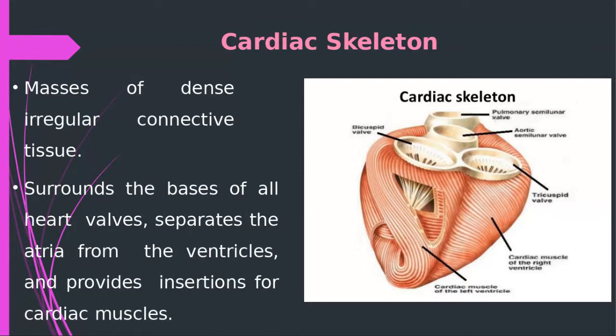That is why it is said that it surrounds the bases of all the heart walls, separates the atria from the ventricle, and provides insertion of cardiac muscles. So all these things would be there. Along with it, this fibrous tissue includes chordae tendineae. What are chordae tendineae? The cords that extend from the cusp, and the chordae tendineae to which they attach.